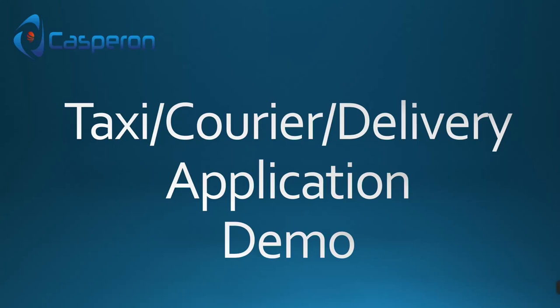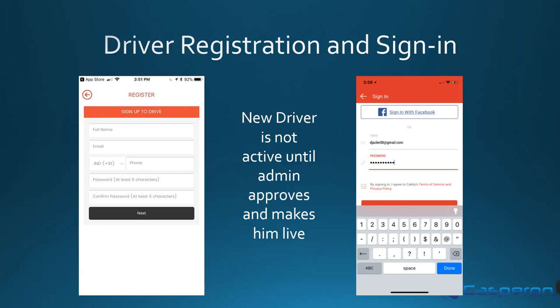Today we are going to talk about the on-demand app from Casperon for taxi, courier, and delivery companies. When a new driver first registers, they can do so on the app or the website. They provide personal information as well as vehicle information used by the admin to determine if the driver is eligible to take jobs. The driver will not get jobs until the admin makes the driver live.